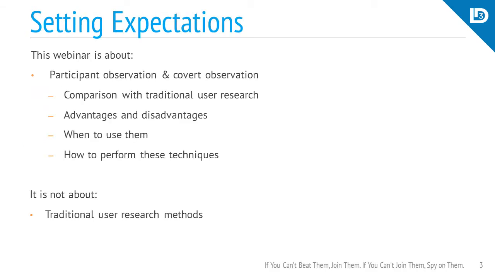So just to set some expectations about what we'll be talking about in this webinar, we'll be talking about participant observation and covert observation and comparing these with traditional user research, talking about the advantages and disadvantages of each, when you would actually use these methods and how to perform them. So we're not going to really talk about how to do traditional user research. We will talk about it in comparison to these other methods, but if you're looking for a how-to guide to traditional user research, that could be a whole webinar or several in and of itself.